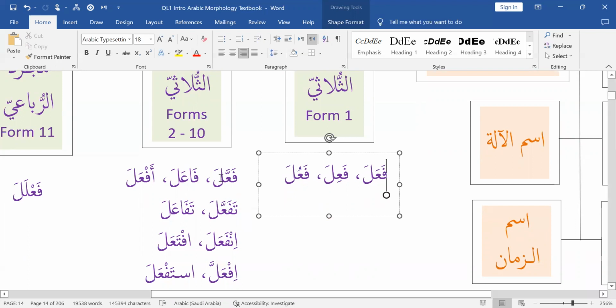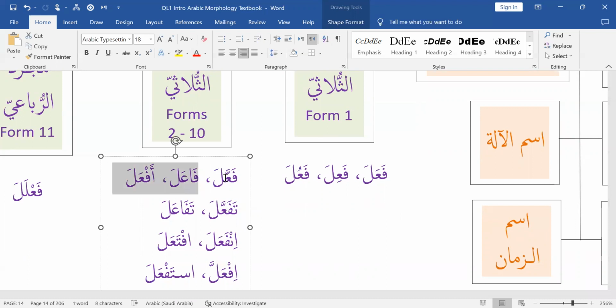Now forms 2 through 10, fa'ala, that's form 2, fa'ala, form 3, and af'ala. You may have forgotten those patterns. You may know them just roughly, or you may know them very well. Doesn't matter. When I cover these in this textbook, inshallah, it will all come back. I will, inshallah, review quickly and then give you more material, inshallah. So in book 1 and book 2, we covered forms 2, 3, and 4. This is form 2, fa'ala, form 3, fa'ala, af'ala is form 4.